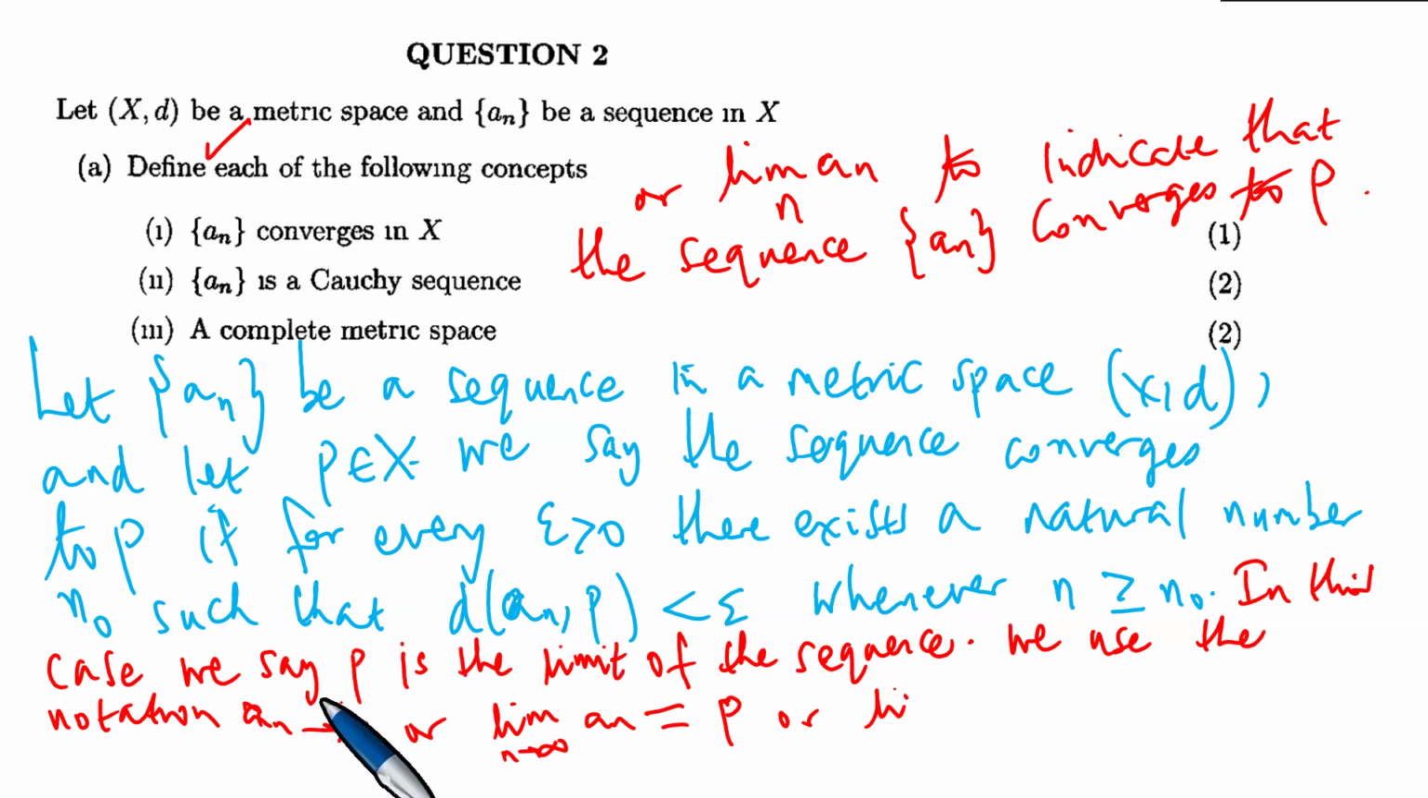Converges to P. Okay, the blue one is the answer to this question. Let AN be a sequence in a metric space XT and let P be a point in X. We say the sequence converges to P if for every epsilon positive there exists a natural number n0 such that the distance between AN and P is less than epsilon whenever n approaches infinity, that is, whenever n is bigger than a fixed natural number n0, and when this happens, we say therefore AN converges to P, and therefore we then say it converges in X.